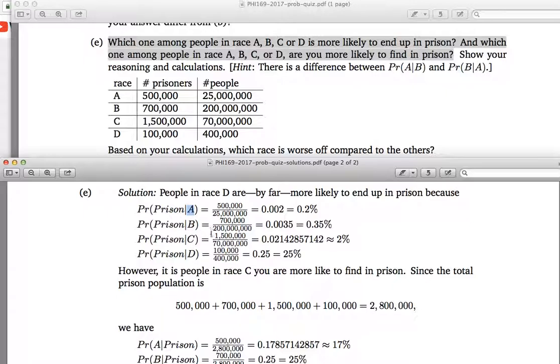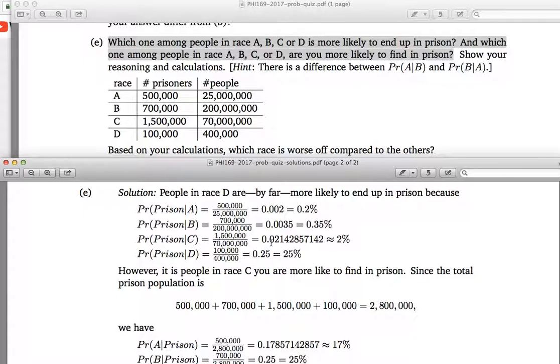What we put in the denominator of all these ratios is the number of people in the general population that belong to that race or ethnic group: 200 million for race B, 70 million for race C, and 400,000 for race D. And in the numerator, we put the number of people of each race who are in prison: 700,000 for B, 1.5 million for C, and 100,000 for D. This gives us these values: 0.2%, 0.35%, 2%, and 25%. These are just straightforward divisions.